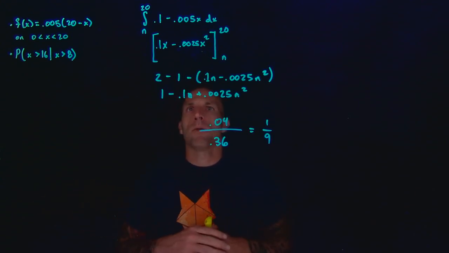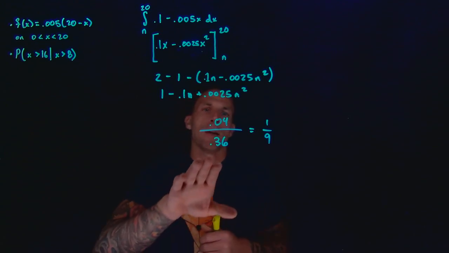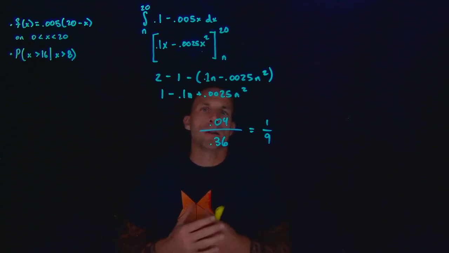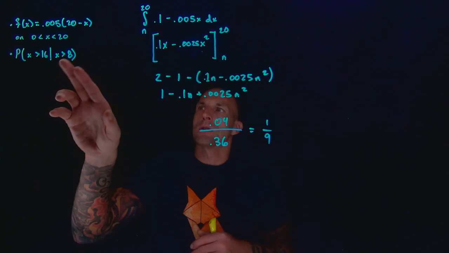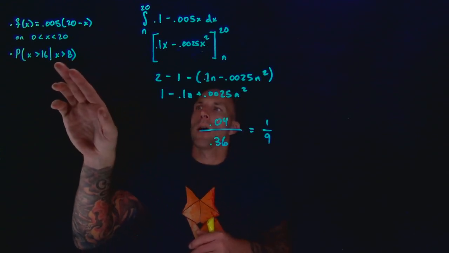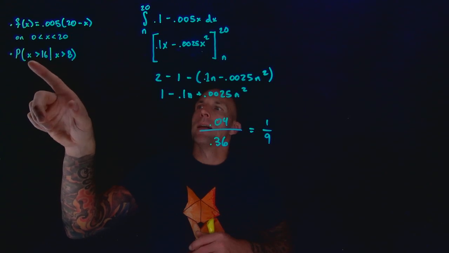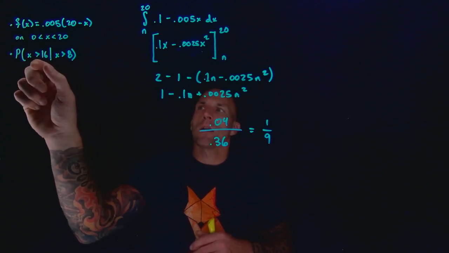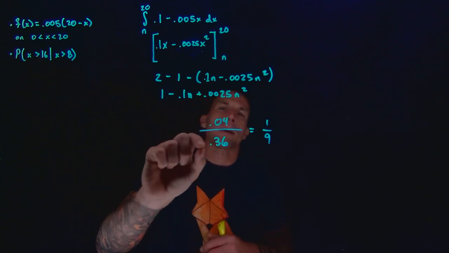Pretty straightforward problem. Just got to do the calculus, and then remember that this is conditional probability. So this statement here tells us how we limit the sample space to where x is greater than 8, and then this statement here tells us the thing that we're looking for given the condition.